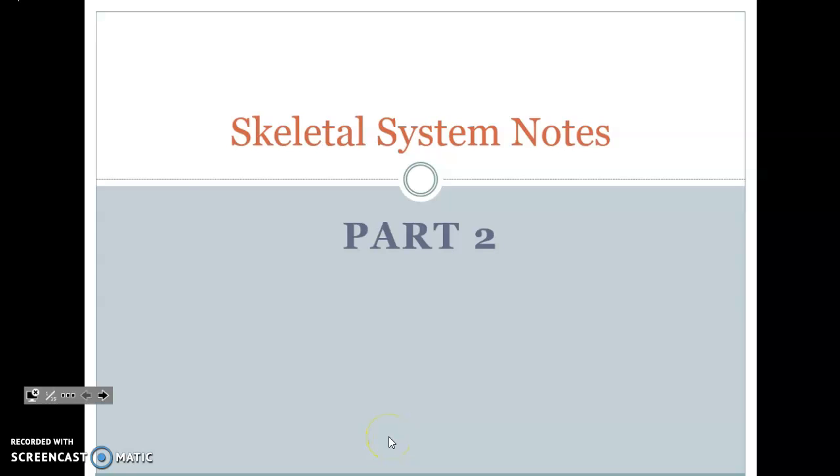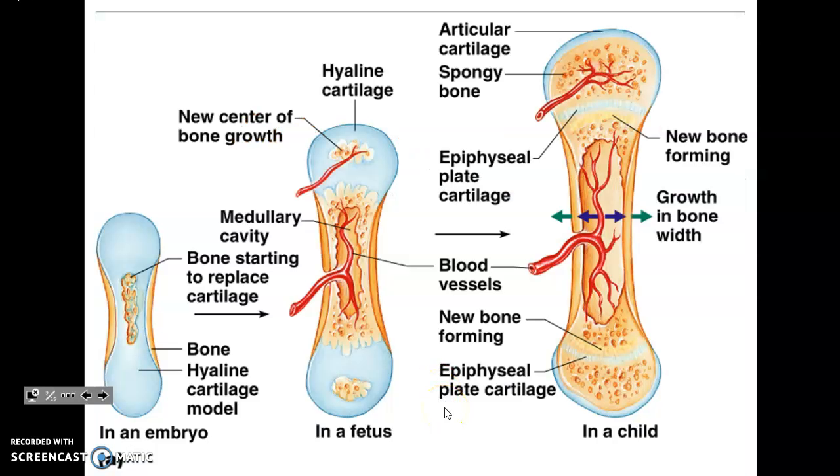Hey guys, here we go with part 2 of the first section of the skeletal system, and we're talking a little bit more about the growth and kind of the physiology of what happens in the bone. So first part we're going to look at here is how bone grows as you develop.